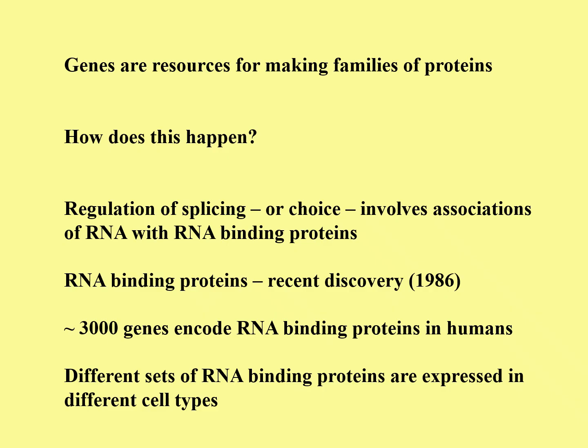First, the regulation of splicing involves associations of RNA with RNA-binding proteins. RNA-binding proteins were discovered relatively recently in 1986. In humans, roughly 3,000 genes code for RNA-binding proteins. Different sets of RNA-binding proteins are expressed in different cell types.